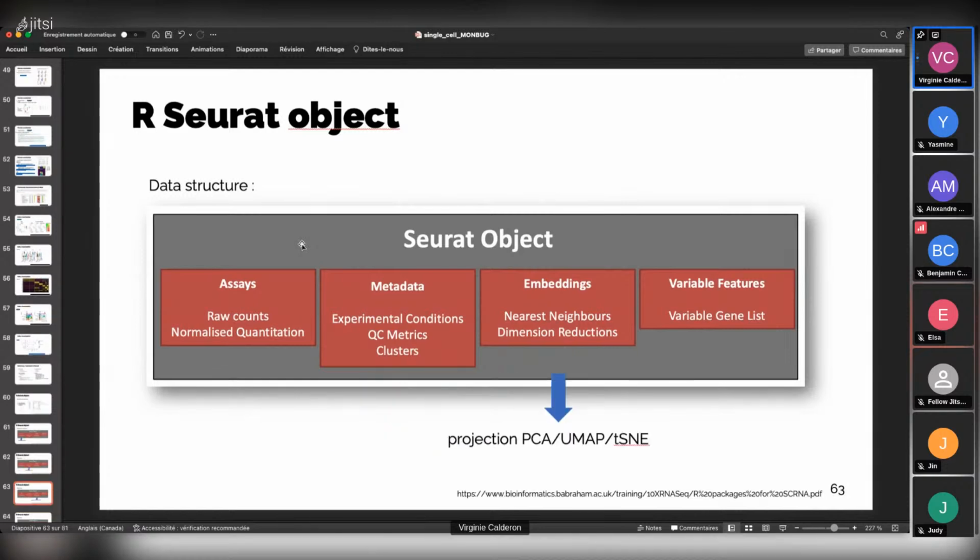The next one is embeddings, so it will store all the projection information, the PCA, UMAP, and t-SNE, and again, you can have the initial UMAP, the UMAP with another perplexity parameter, etc., etc. So you don't have to erase the former information. You can keep all your tests in the same object. And the last one is the variable features. So it's the list of the most variable genes used for the projection.